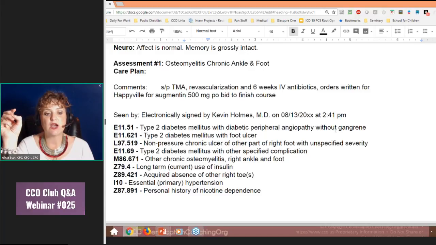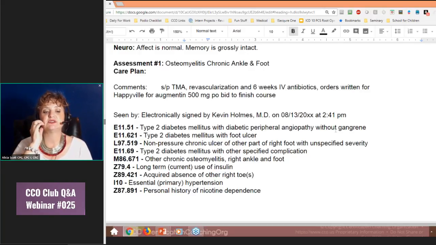Let's see, acquired absence of other right toe, Z89.421. Because they had an amputation, which is an acquired absence of a limb or toe. Then we have essential hypertension, I10, and personal history of nicotine use, Z87.891.